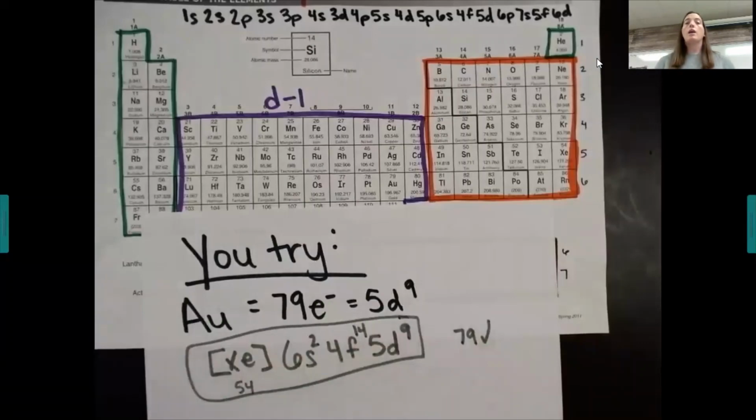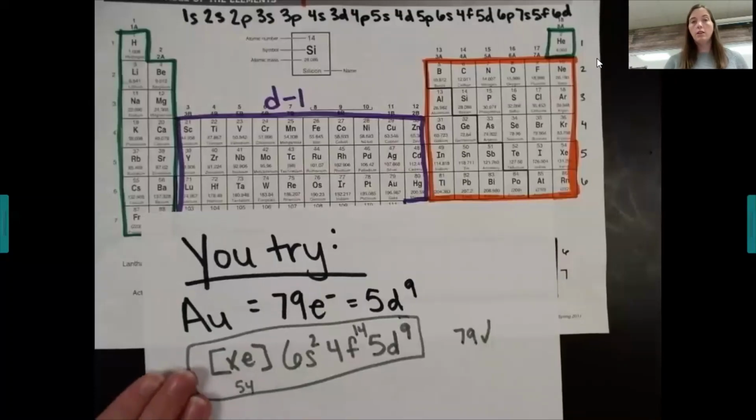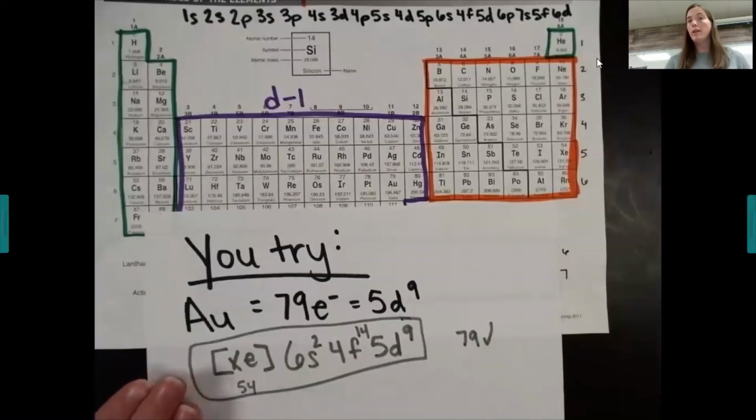So this is what your noble gas configuration for gold should look like. All right, again, you don't have to be an expert in noble gas configuration if it confuses you. You just need to be able to recognize what the element is when you see this, okay? But if you want to do a shortcut method, this is just a way to save you some time.